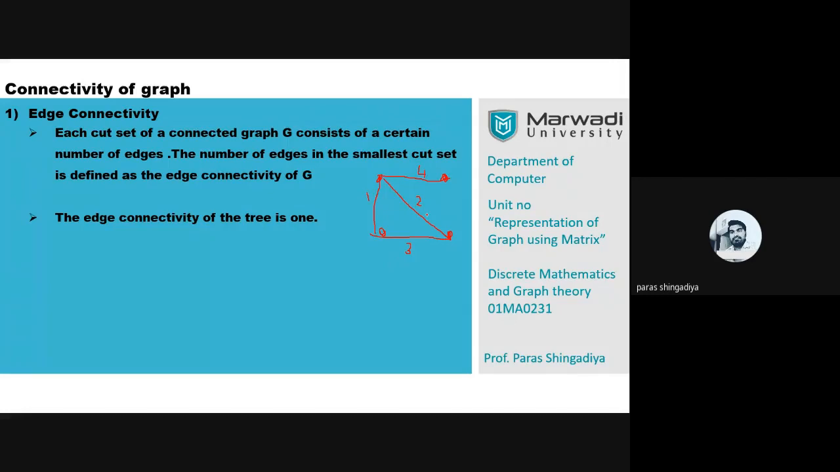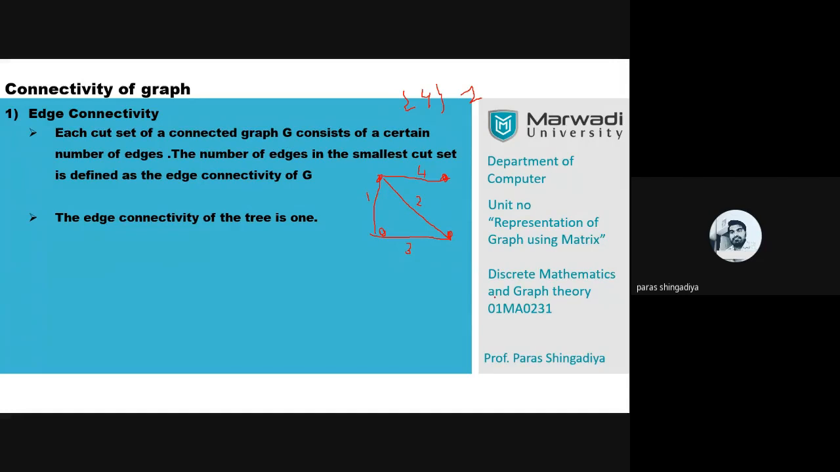So which one is the smallest one? Here {1, 2} has 2 edges, {2, 3} also has 2 edges, {1, 3}, {1, 2, 4} has 3 edges, and singleton {4} has only 1 edge. So singleton {4} is the smallest cut set compared to all of these. Only 1 edge is included, so the edge connectivity of this graph is 1.